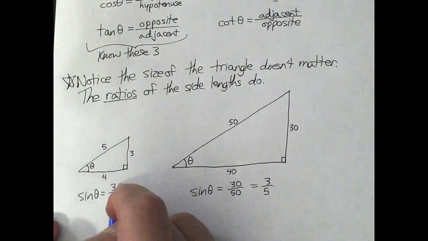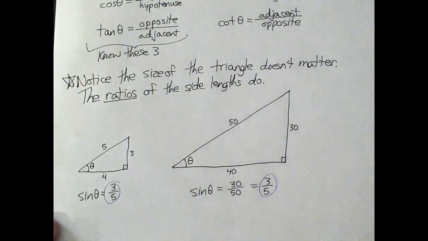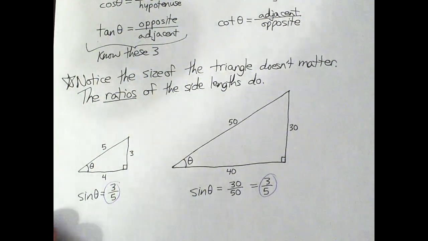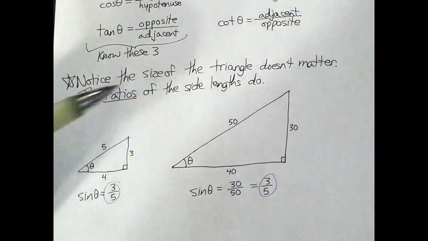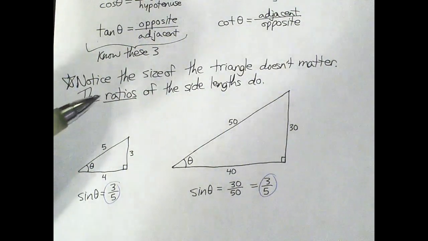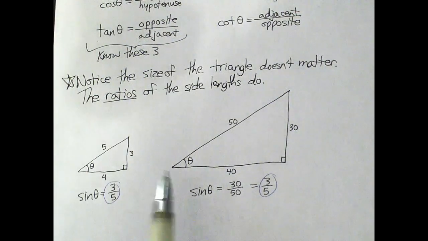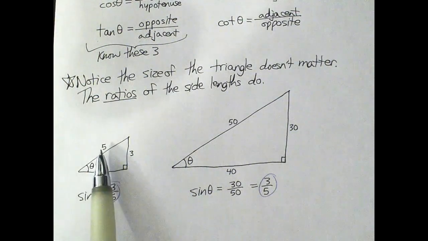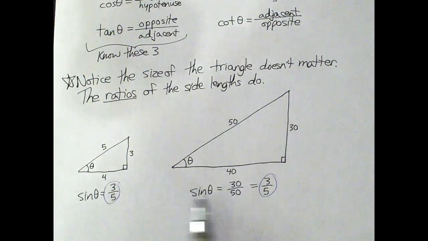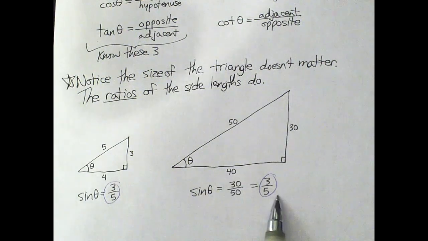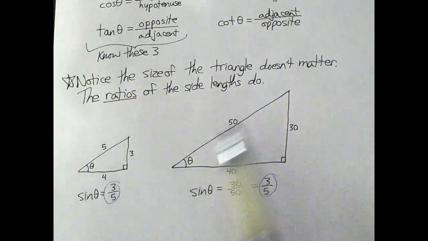So what I'm trying to show you is that we get the same answer. And that's what I mean with this sentence up here. The size of the triangle doesn't matter. It's the ratios of the side lengths. The ratio 3 over 5 is the same as the ratio 30 over 50. So it's possible to get the same answer for a small triangle and a big triangle.